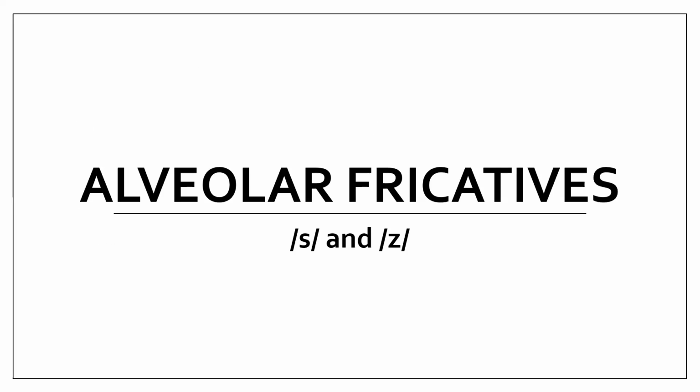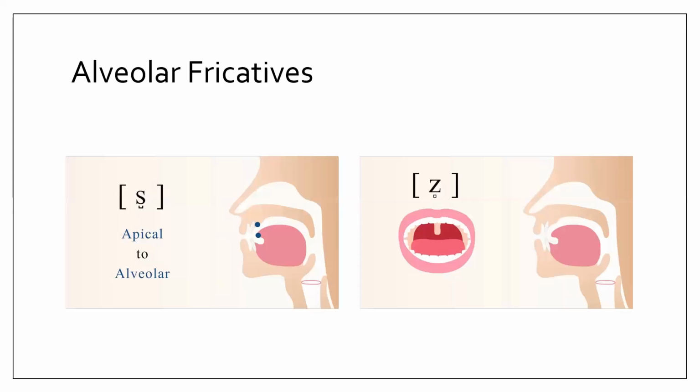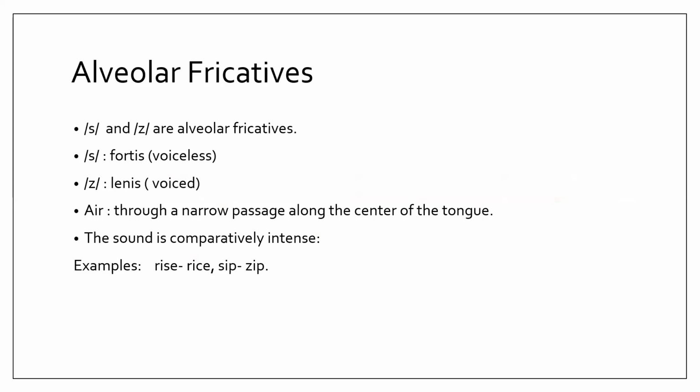Well, we are going to discover the following sounds: s and z. S and z are alveolar fricatives. There are some features about these sounds. S is fortis or voiceless. Z is lentis or voiced. The air escapes through a narrow passage along the center of the tongue. The sound is comparatively intense. For example, rise and rice, sip and zip.